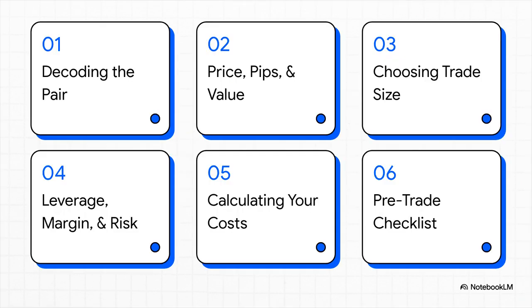So, here's our game plan. We're going to build this thing from the ground up, nice and logical. First, we'll figure out what that currency pair actually is. Then, we'll get into how its price moves and how you measure your trade size. After that, we tackle the big stuff, leverage and risk. We'll look at the hidden costs, and then we'll wrap it all up with a super simple checklist to use before you even think about placing a trade.